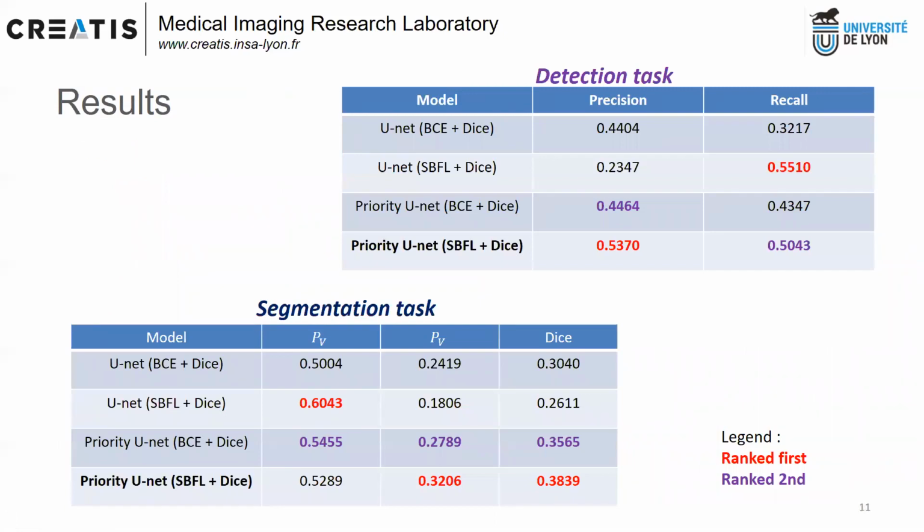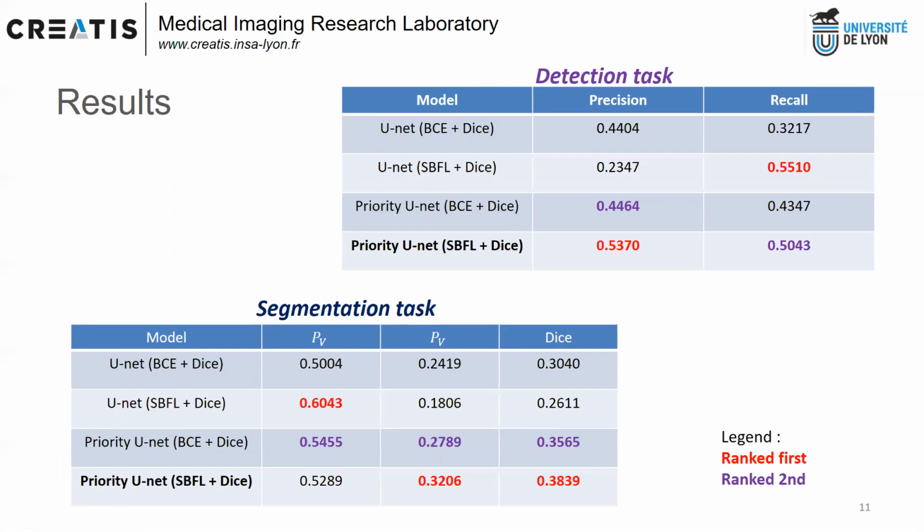Here are the results for the segmentation and detection task here. If we focus on detection, we can say that overall, our model achieves the best performance in both precision and recall. Now regarding the ablation study, comparison of line 1 and 3 show the benefit of the proposed attention map, allowing to gain in recall while keeping a constant precision.